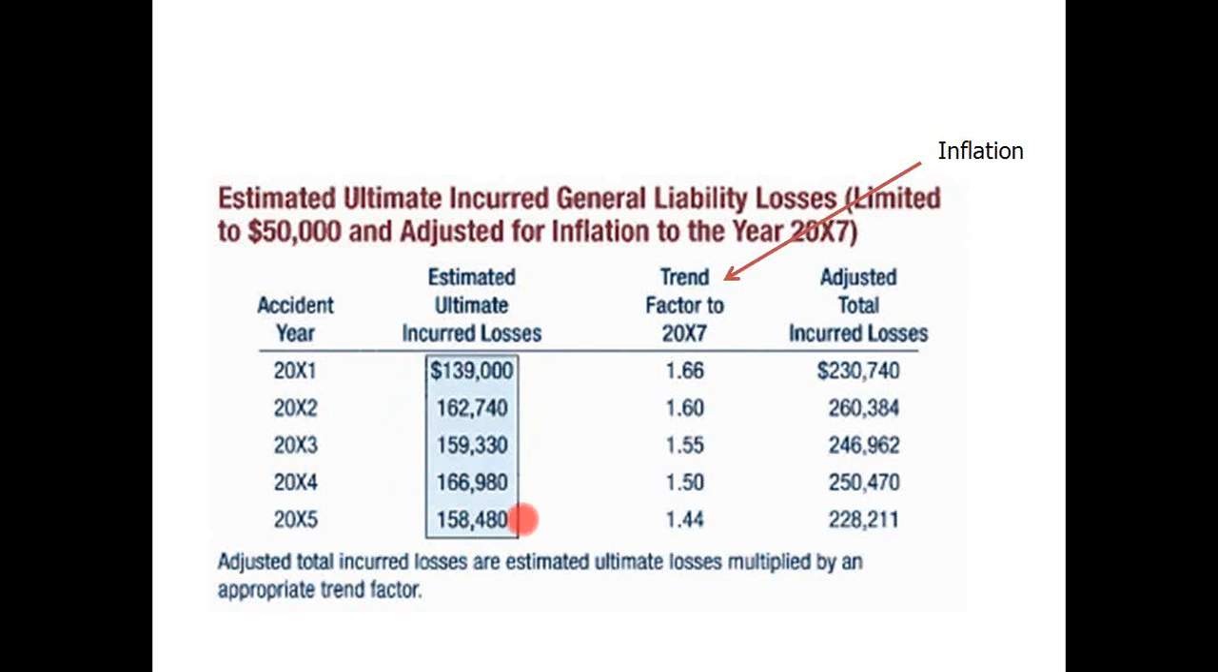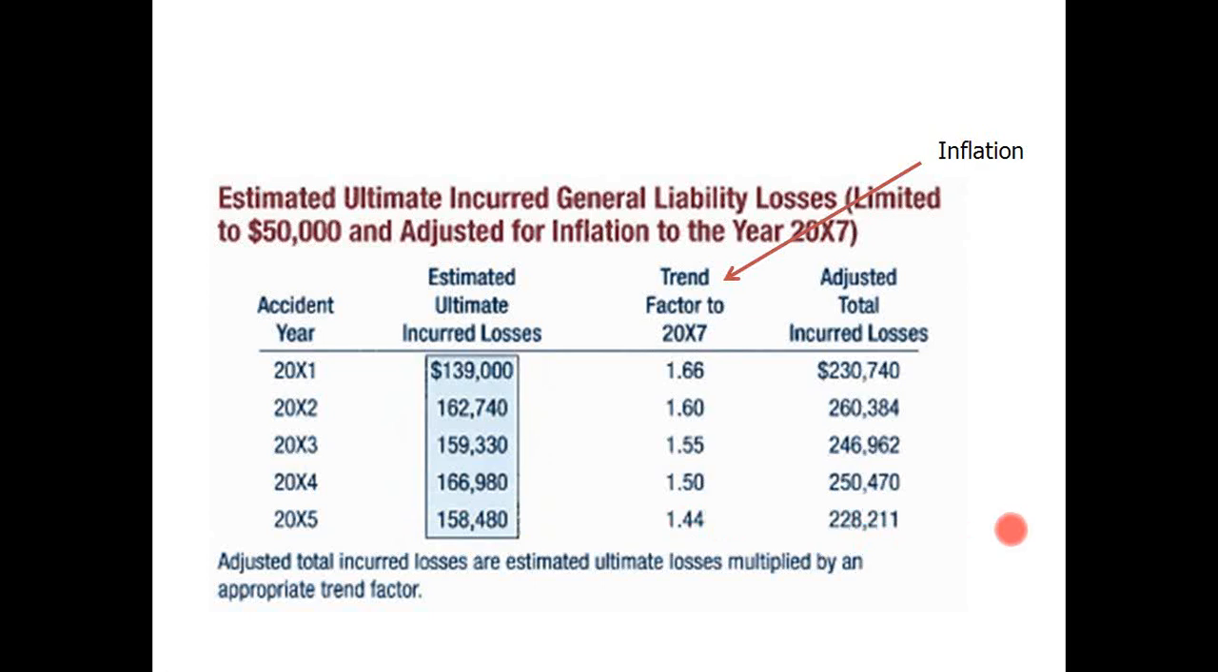So by the time we're all said and done, this claims from 2005, our most recent year, that's only 18 months old at this point, we projected what was $70,000 to be 158,480. Well, now with inflation, we multiply 1.44. Ultimately, this is going to be $228,000 by the time we're all said and done.